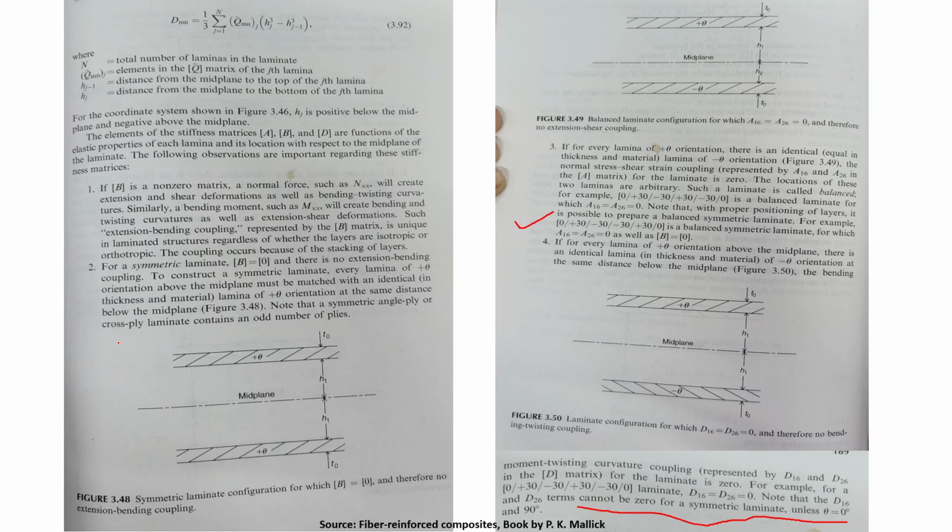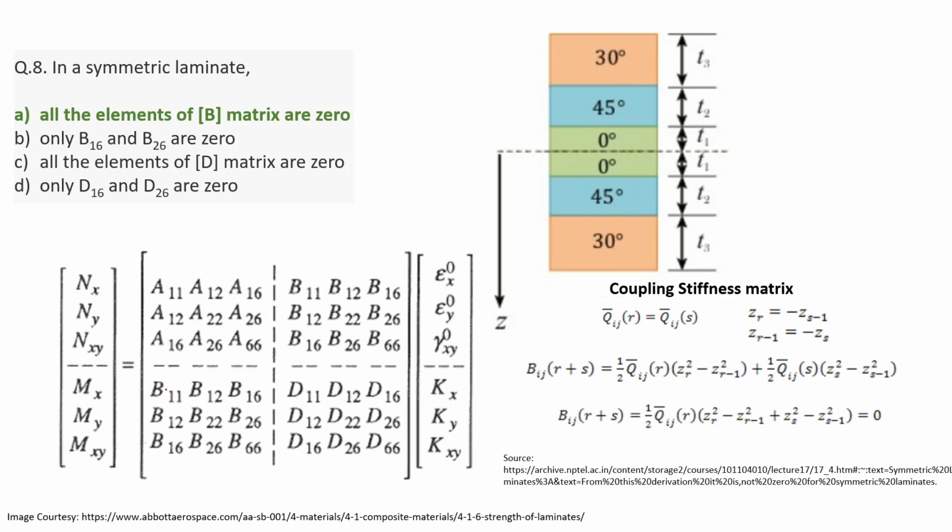As I discussed before, in observation number 2, for a symmetric laminate the B matrix will be equal to 0, and D16 and D26 cannot be 0 for a symmetric laminate. So from these 2 points you can answer that option D will not be correct, and options B and C will also not be correct. So the correct option will be option A, that all the elements of the B matrix will be 0 for a symmetric laminate.